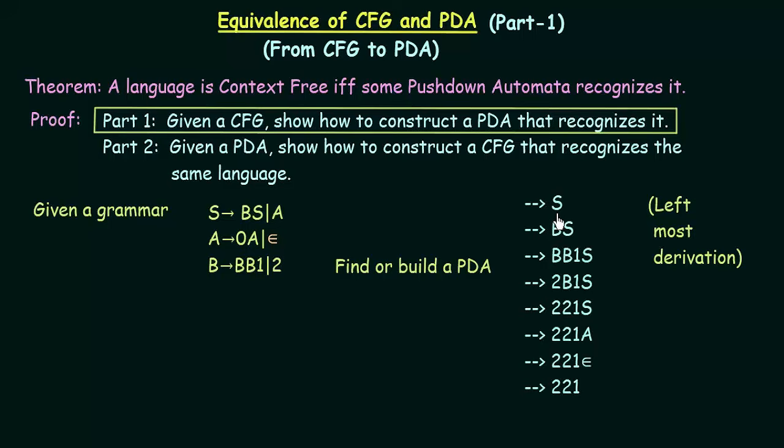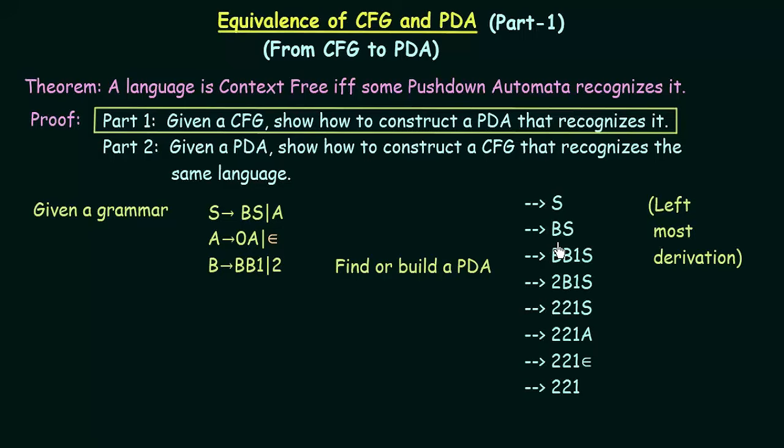Alright, so let us see. First of all, we start with S, which is our start symbol. If we expand S, we see that S gives BS and also A. Let me take this production which says S gives BS. Now in this BS, there are two non-terminal symbols, B and S, and we have to see which is the leftmost non-terminal. The leftmost non-terminal is B, so we have to expand this B.